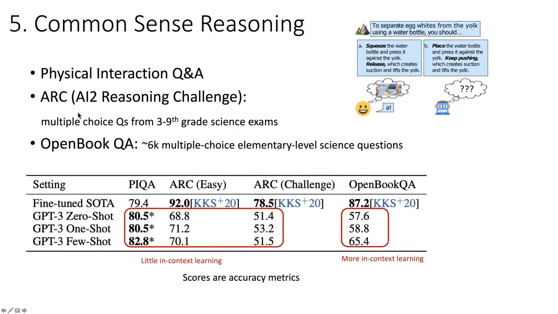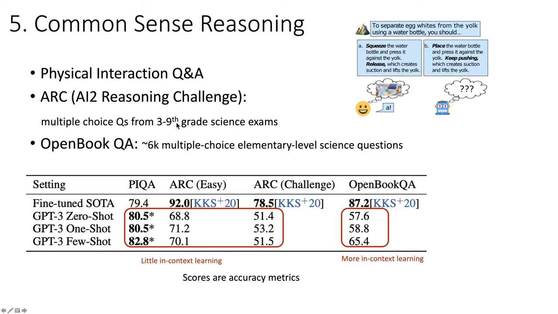Common sense reasoning, these are tasks like physical interaction. So I give a little example here. You have a prompt, with some context that says: to separate egg whites from the yolk using a water bottle, you should A, squeeze the water bottle and press it against the yolk, release, which creates suction and lifts the yolk, and then B is a completely stupid answer: place the water bottle and press it against the yolk, keep pushing, which creates suction and lifts the yolk. That's not right, but we know that because we have common sense, but a language model might not have common sense. So it's these kinds of tasks that common sense reasoning tests for.